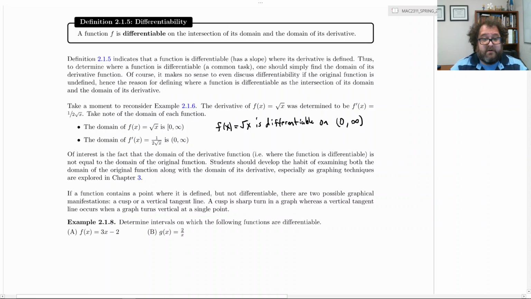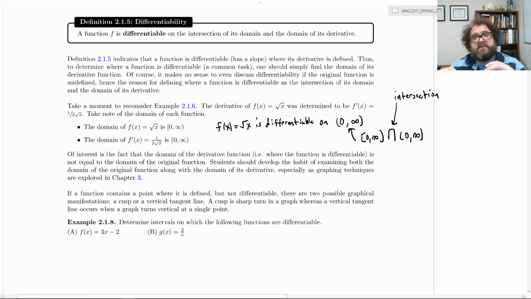By the way, the intersection symbol looks like an upside down U. So the set 0 to infinity with a bracket, intersect 0 to infinity with parentheses, is 0 to infinity with parentheses. That is the intersection symbol. We say those two sets' intersection is our solution here.